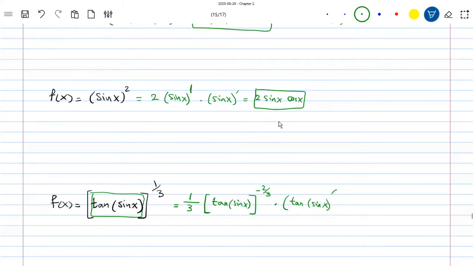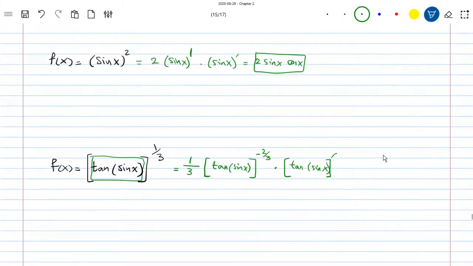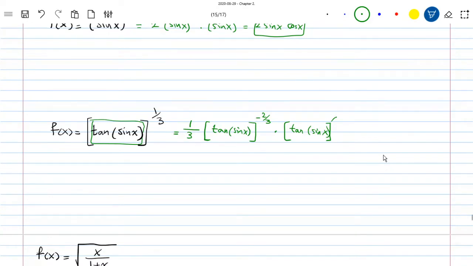derivative. Let me use brackets. Too many parentheses, it's confusing. Okay. You're not done because you haven't calculated this derivative yet. So how do we calculate the derivative? This first part has no derivative, stays there. Tangent sine x to the power negative 2/3. This is still there. Multiply by.